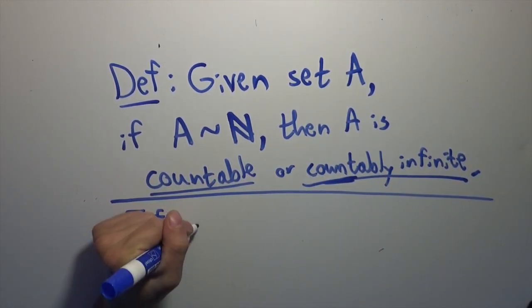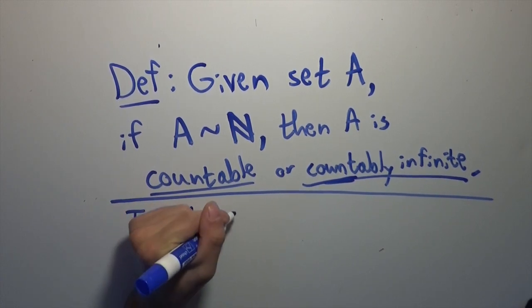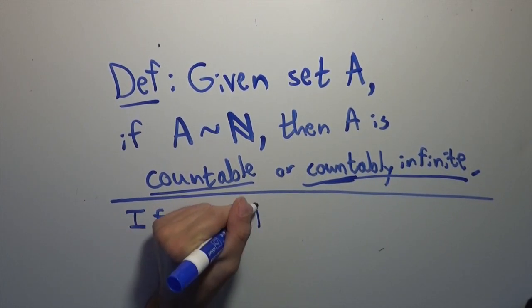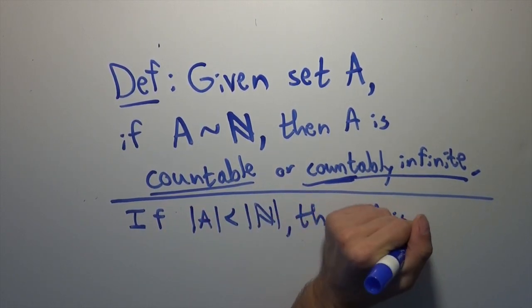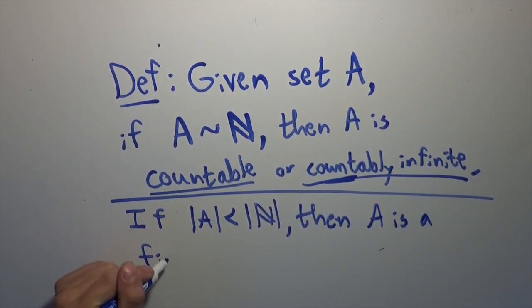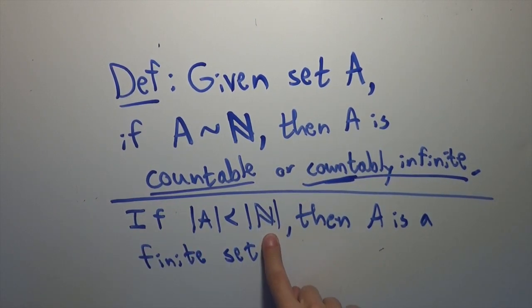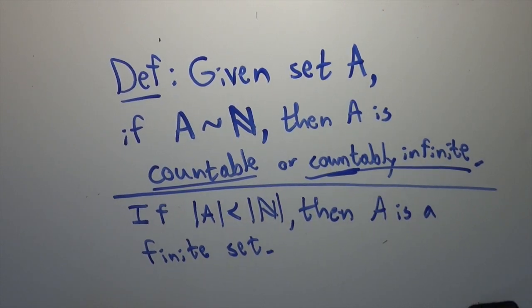If the size of A is strictly less than the size of n, then A is a finite set. Because if A were an infinite set, it would have to be either the size of n or somehow bigger than n. But what does that mean? What would it mean for a set to be bigger than n?